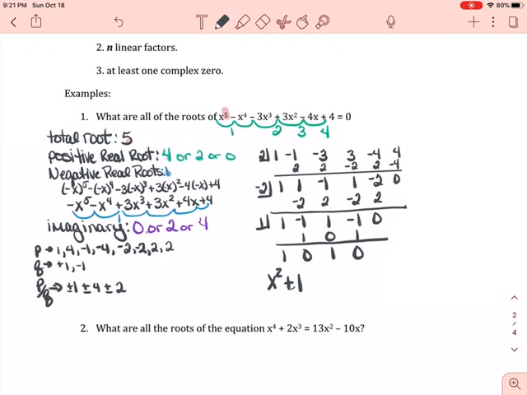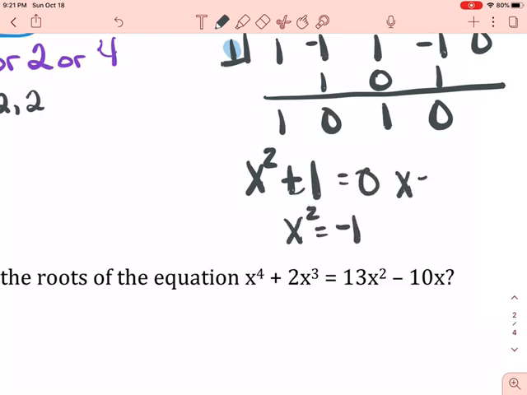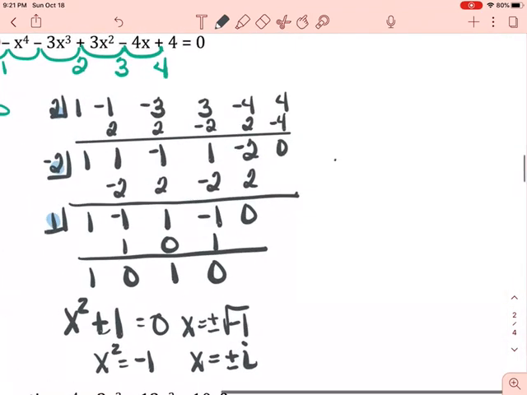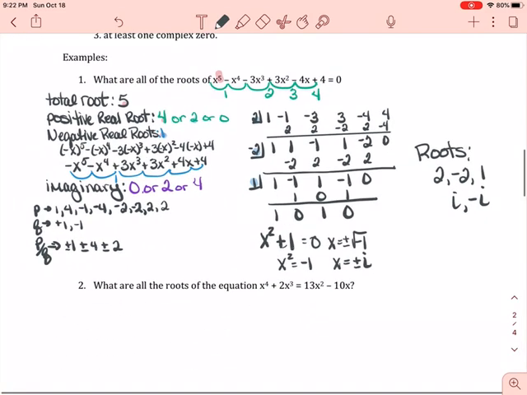Okay, so these 3 are roots, -2, 2, and 1, but now I have to find x squared plus 1. I'm just going to set that equal to 0 and make this x squared equals -1, x equals plus or minus the square root of -1, so x is equal to plus or minus i. All right, so our final answer here, what are all the roots? Our solutions are 2, -2, 1, i, and -i.